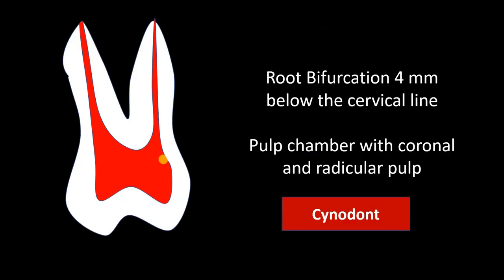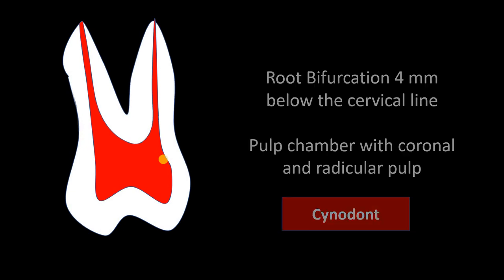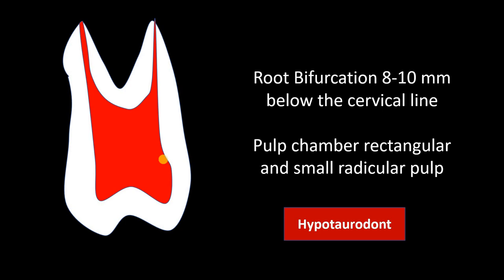A cynodont has a normal pulpal morphology with a coronal and radicular pulp respectively. The root bifurcation is 4 mm below the cervical line. In this slide, the root bifurcation is shifted a little apically, 8 to 10 mm below the cervical line. The pulp chamber is rectangular with a small radicular pulp, indicative of a hypotaurodont.